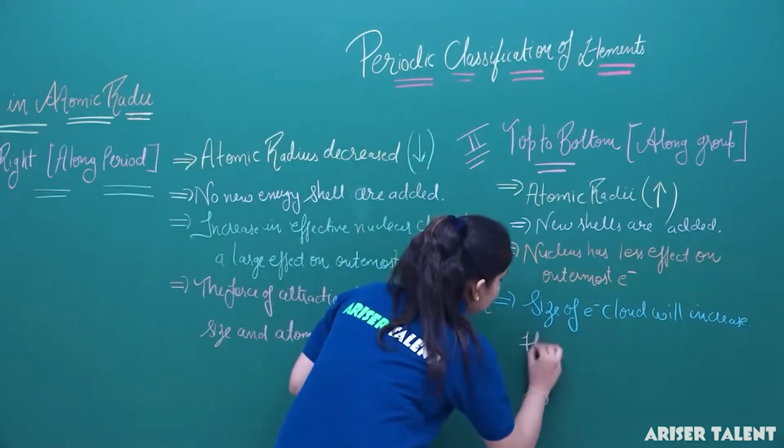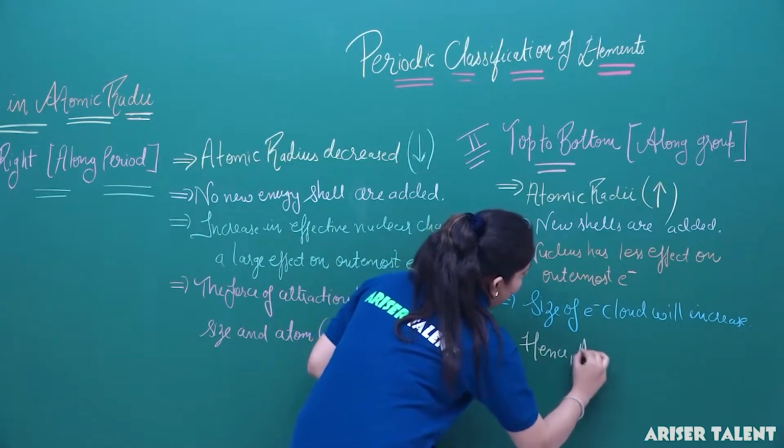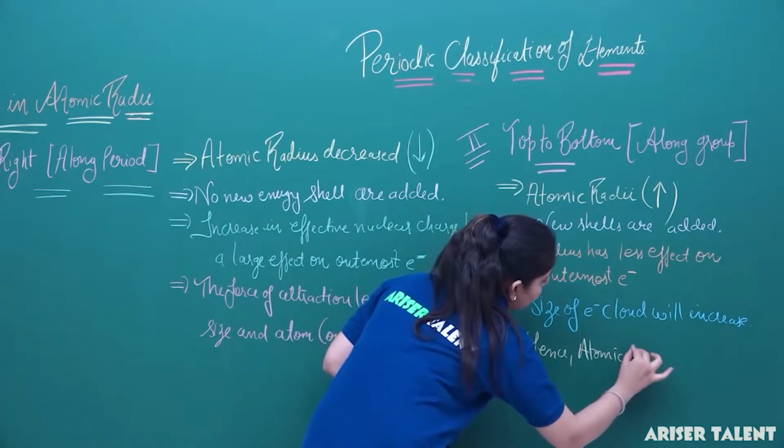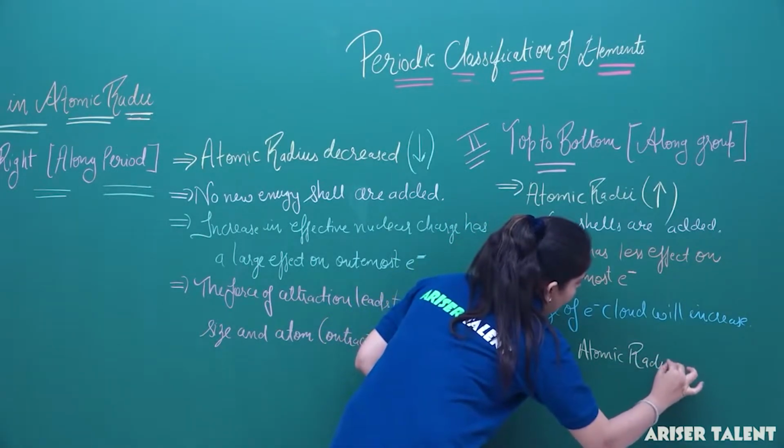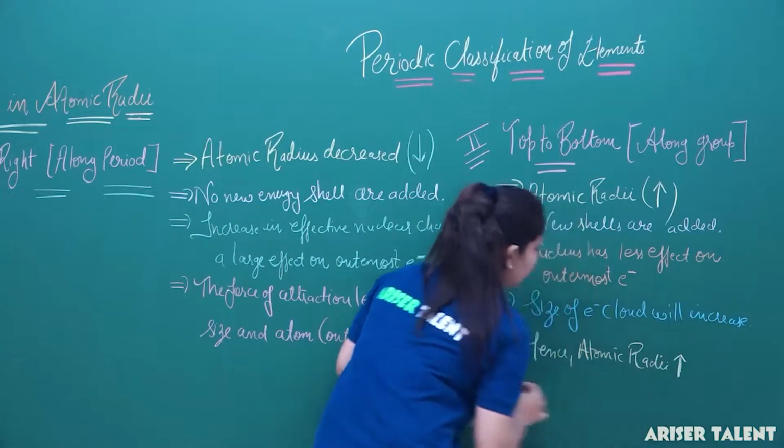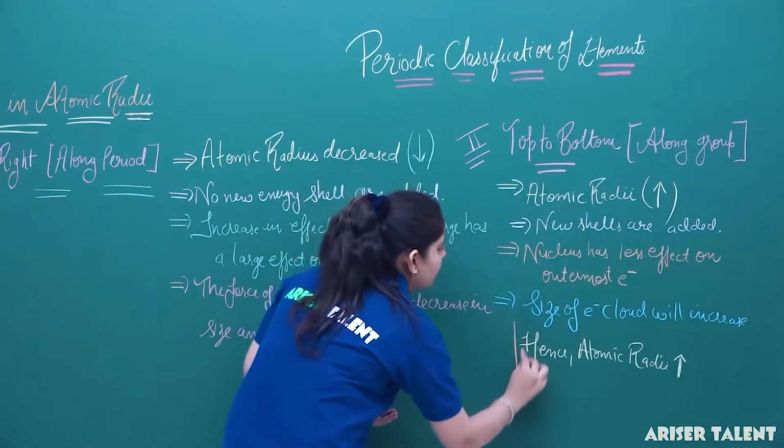So hence, atomic radius increases in going from top to bottom.